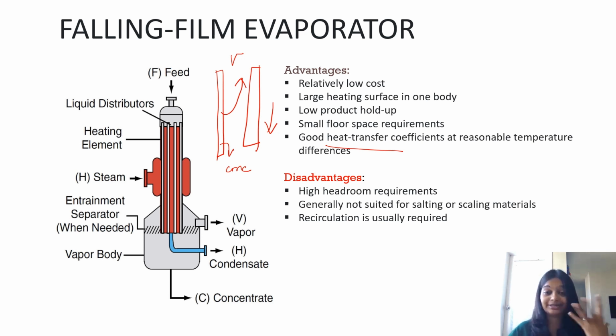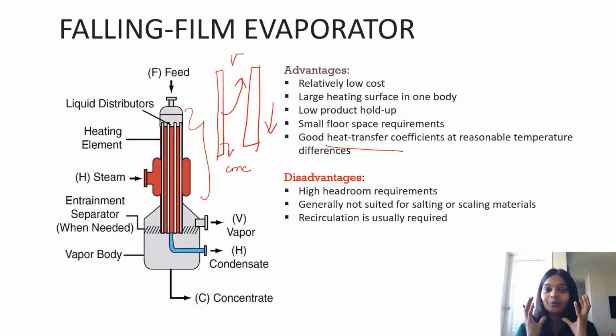It has a large heating surface area, low product holdup, and small floor space requirements. So these are the advantages of the falling film evaporator. Now, talking about the disadvantages, it requires a high headroom and is generally not suitable for salting or scaling materials. And sometimes recirculation is also necessary.